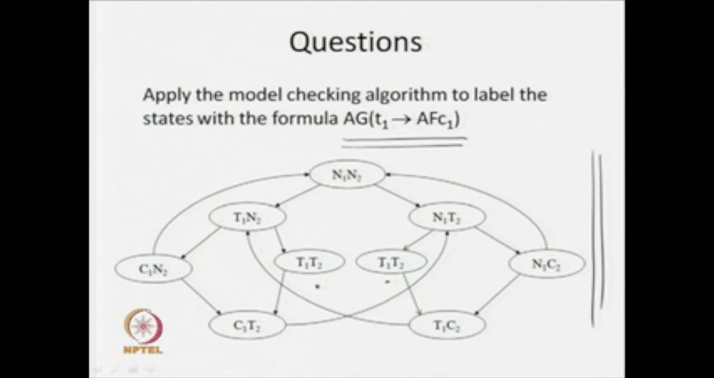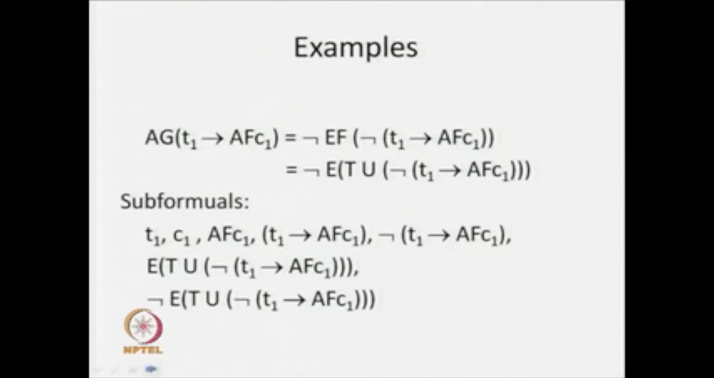Now, with this approach, the same equivalent and the same sub formulas will come here also, because I am giving you the same formula, only this model is different. Now, you apply the model checking algorithm to label the states with this particular formula. It is a very simple example, a simple problem. So, you can try it and get a feeling for how the model checking algorithm works over here.